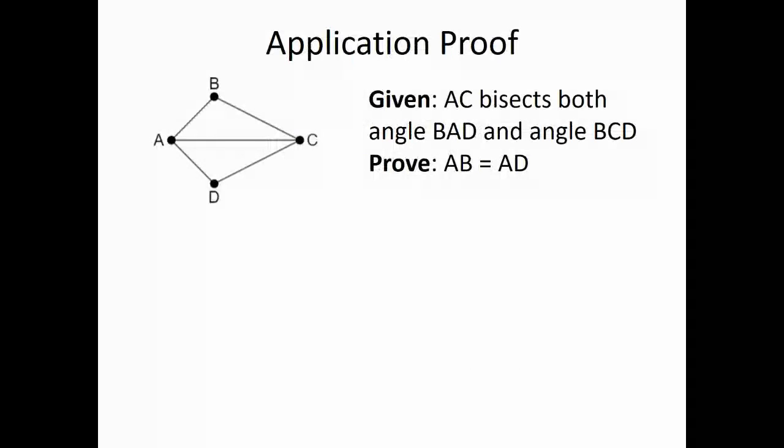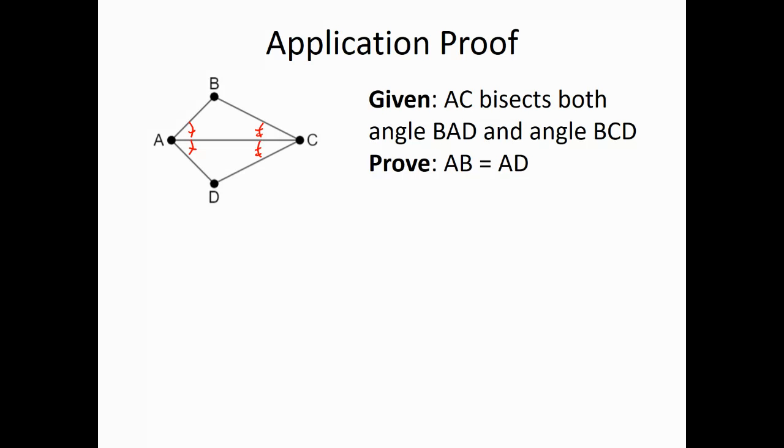And let's do an application proof. Okay, so let's assess the situation here. So I've got a figure very much like what I had before. I've got two triangles that share the side AC. And we're told that AC bisects both angle BAD and angle BCD. Well, because it bisects angle BAD, we'll get a pair of equal subangles. And because it bisects angle BCD, we'll get a second pair of equal subangles.